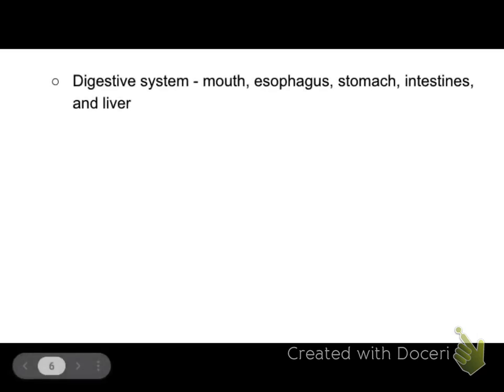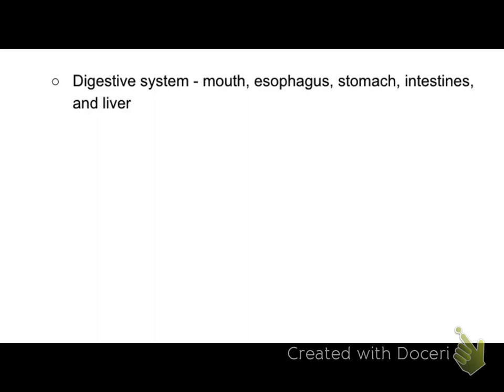The next system we'll talk about is your digestive system. So your mouth, your esophagus, your stomach, your intestines, and your liver are all parts of your digestive system. Okay, so your digestive system is one of the more complicated systems in your body.